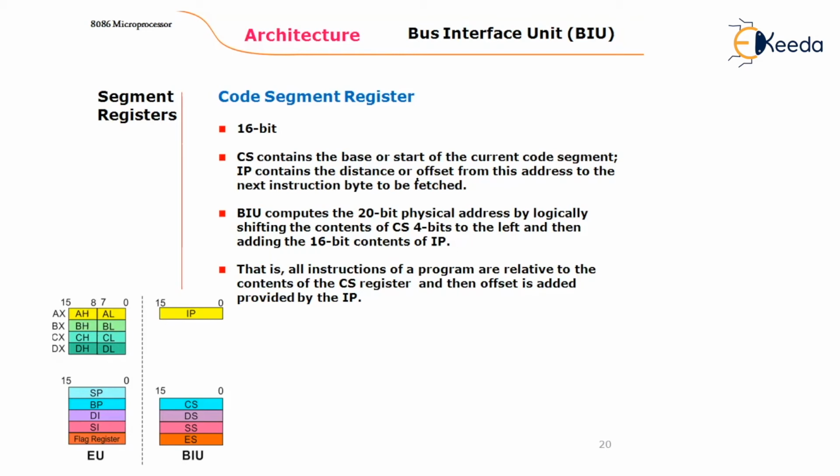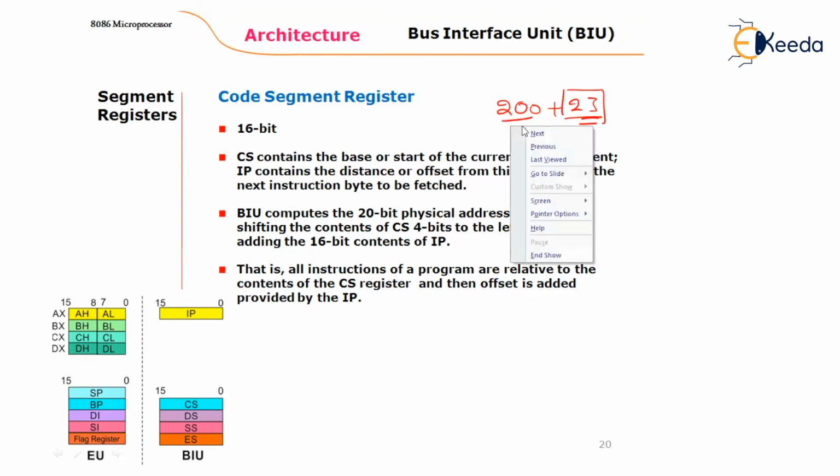IP contains the distance or offset from this address to the next instruction byte to be fetched. I already told you 200 is to be added to 23. This 23 is the current instruction that needs to be accessed in the code section. That means the base address must be added to 23 in order to access the 223rd instruction.